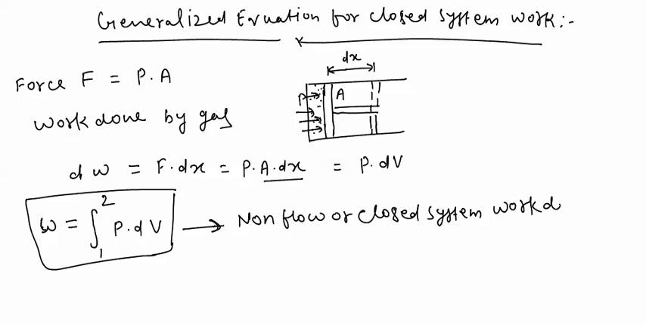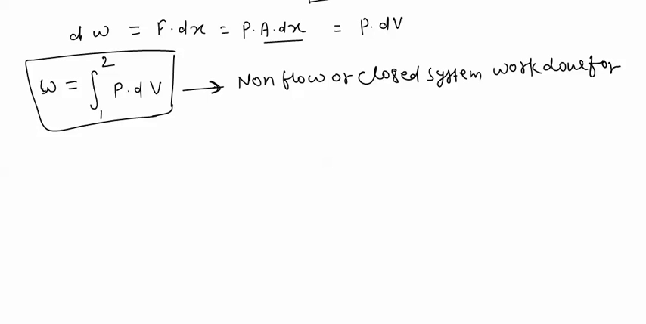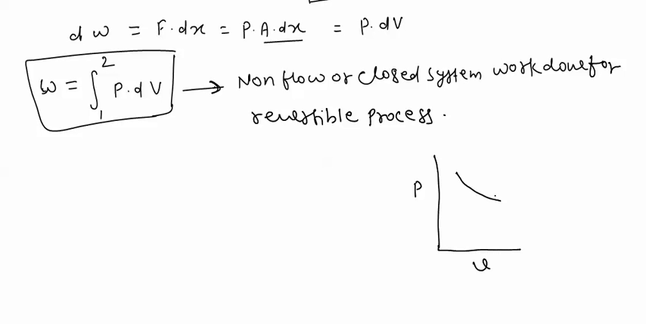This is for a reversible process, because if friction occurs or any energy is lost due to friction, the amount of work done with this equation will be reduced. So again, we plot the same process on a PV diagram, and for a small change of volume, the PdV is nothing but the area on the PV diagram.